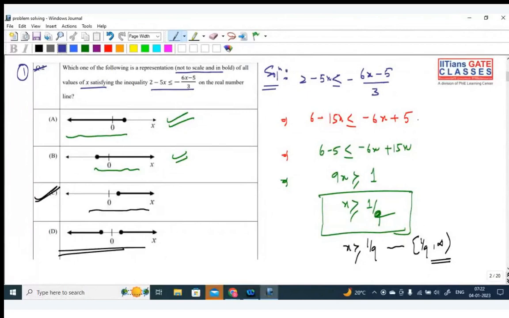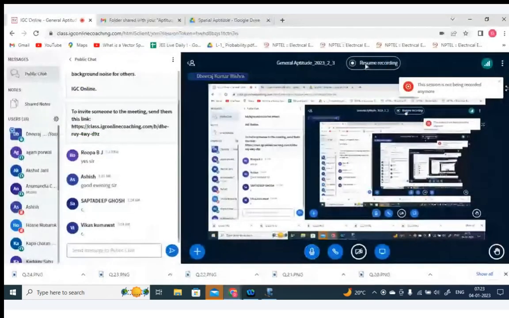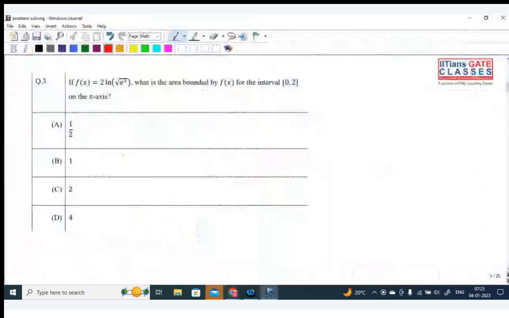So already we have discussed the concept, and please remember, though I have discussed beyond the level of GATE, in the GATE examination a very simple question will be asked. So we'll go for the next question, question number 2, which was asked in GATE 2022 only.